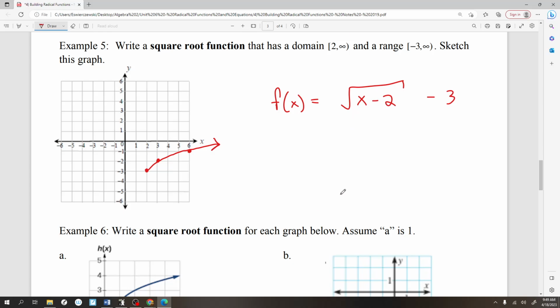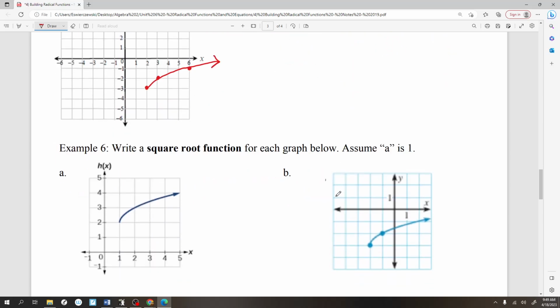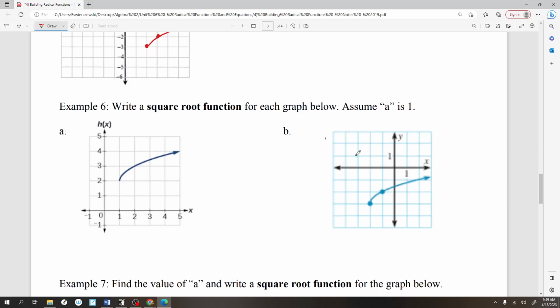All right, we're moving right along here. Write a square root function for each graph below. Assume a is 1. So here, starting point is at 1, 2. So it's going to be x minus 1 inside the radical plus 2. Outside, we're going to assume a is 1, and we'll call that y equals that. Next one, center point is at -2, -3, so that'll be x plus 2 minus 3. We'll call it f of x.